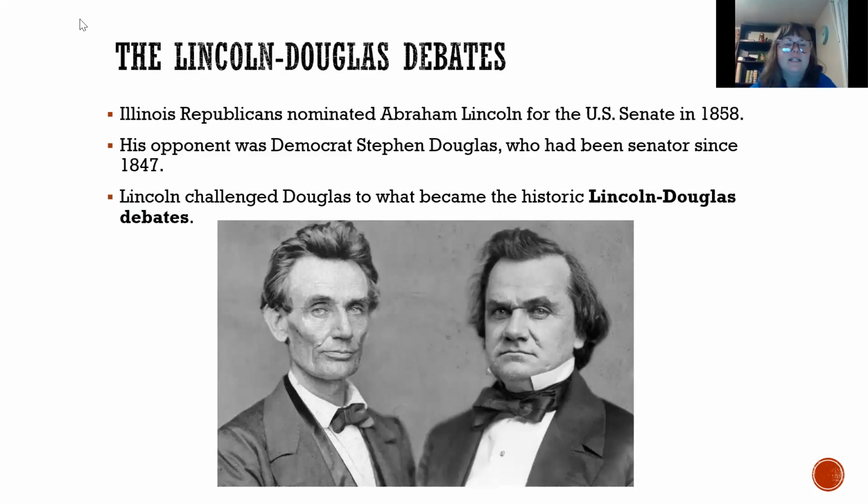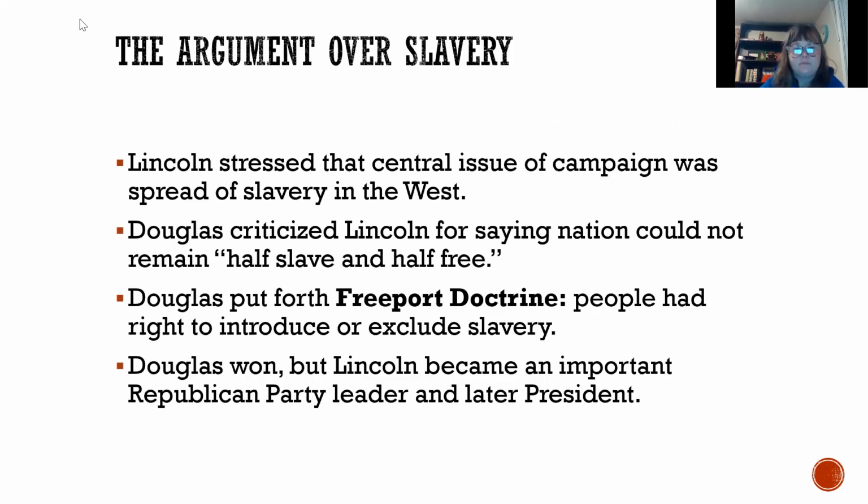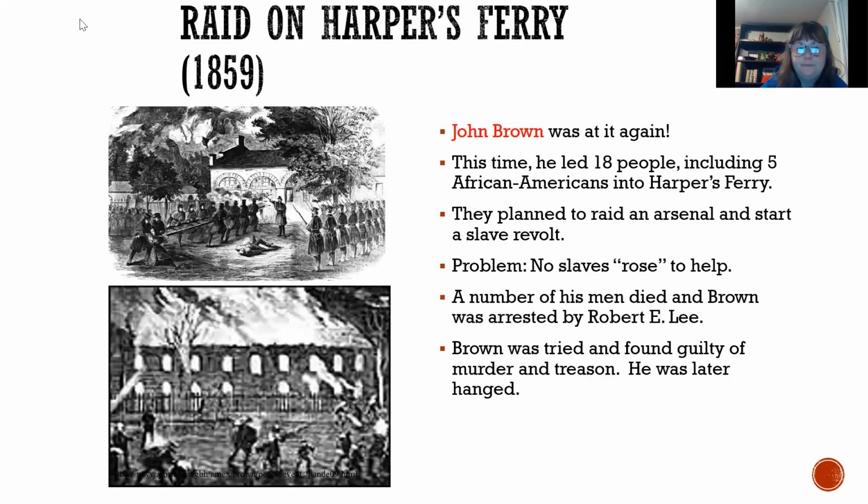So the Lincoln-Douglas debates. Illinois Republicans nominated Abraham Lincoln for the US Senate in 1858. His opponent was Democrat Stephen Douglas, who had been senator since 1847. Lincoln challenged Douglas to what became the historic Lincoln-Douglas debates. So what was their argument over? Slavery mostly. Lincoln stressed that the central issue of the campaign was the spread of slavery in the West. Douglas criticized Lincoln for saying the nation could not remain half slave and half free. And we know, because this is history, that Lincoln was right. Douglas put forth the Freeport Doctrine: people had the right to introduce or exclude slavery. Douglas won, but Lincoln became an important Republican Party leader and later becomes the president.